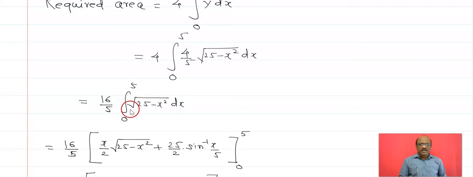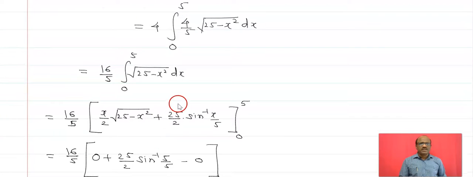But again we will apply here the formula. What is that formula? Integral under root of a square minus x square is x upon 2 under root of a square minus x square plus a square upon 2 sine inverse of x upon a. Here the value of a is 5, a square is 25. Therefore 16 upon 5 in bracket x upon 2 under root of 25 minus x square plus 25 upon 2 into sine inverse of x upon 5, from 0 to 5.